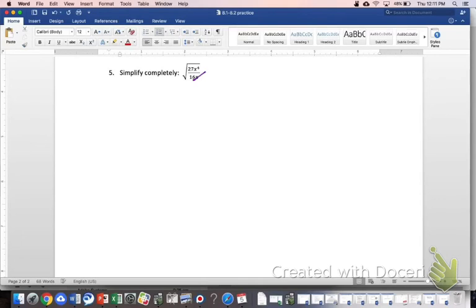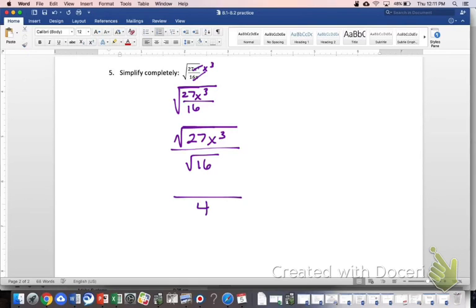So what I'm going to do is cancel this x with one of those, leaving me with x to the 3rd. So I'd probably start off by writing this as the square root of 27x to the 3rd over 16. 27x to the 3rd over 16. So at this stage, what I can do is then split up my radicals. So it's going to be the square root of 27x to the 3rd over the square root of 16. The square root of 16, of course, is 4.